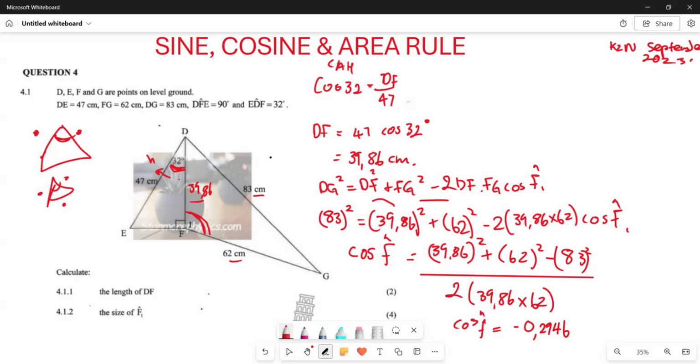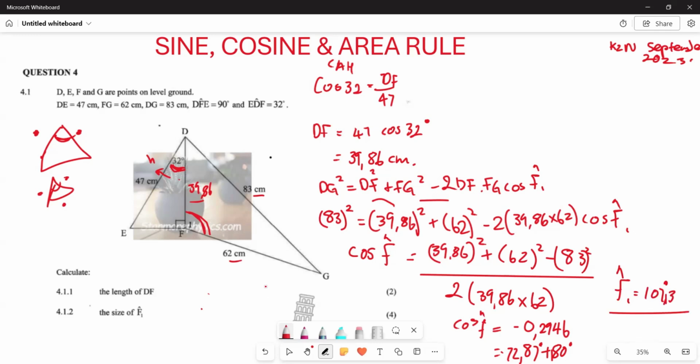0,2946, right? Now what is going to be this one? This is going to be the same as negative 72 comma 87 degrees, plus 180 degrees. So therefore, your angle F1 is going to be close to 107 comma 13 degrees altogether, right?